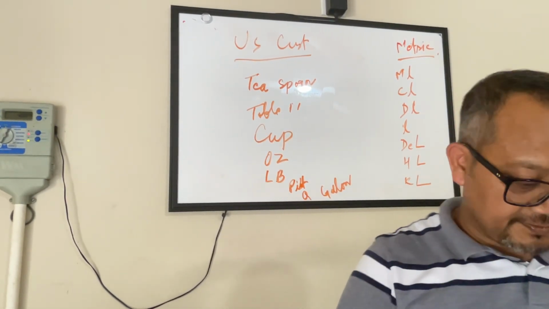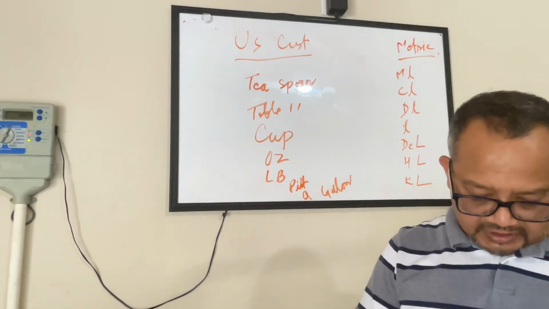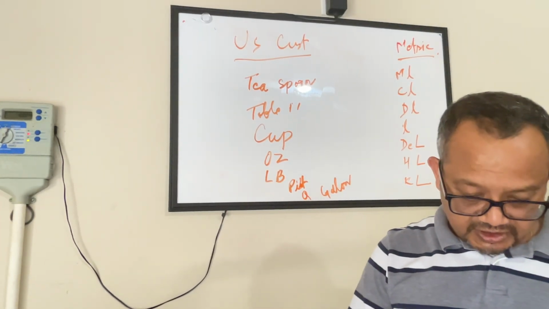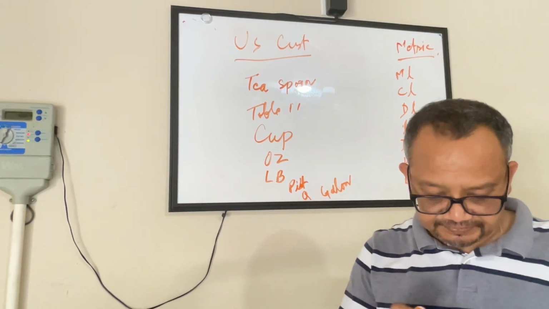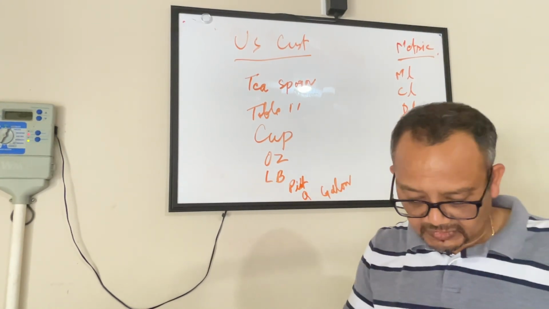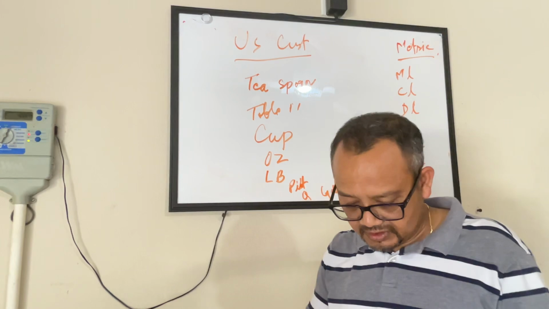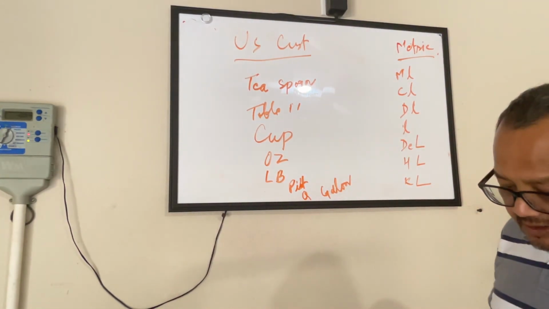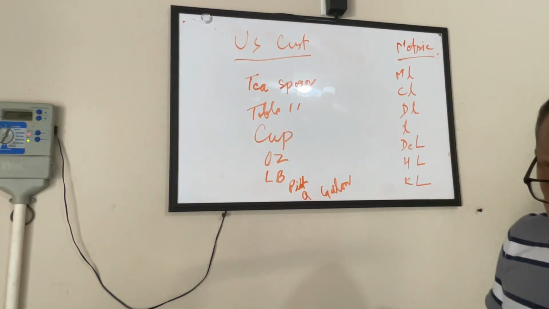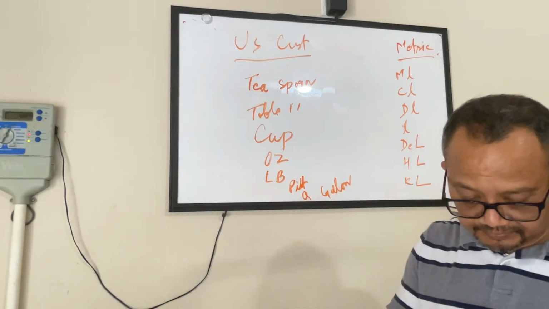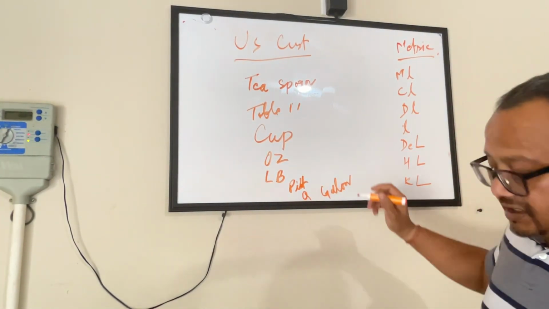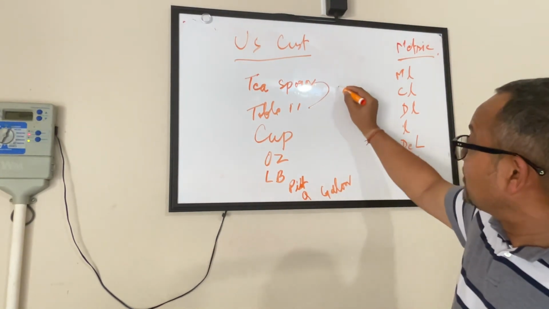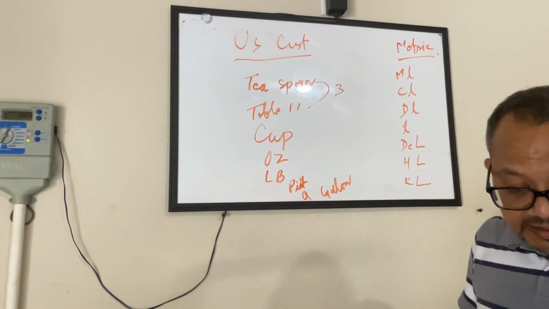Okay. Volume, customary units. Let's look at this. So, this is the one. Three teaspoons make 1 tablespoon.